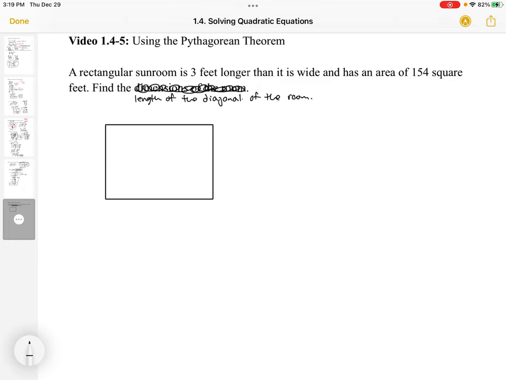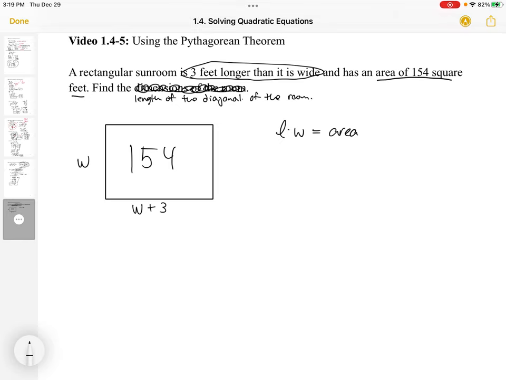So let's draw this room. We have 3 feet longer than it is wide, so we're going to call one of these sides W, and the other side is going to be W plus 3. It doesn't really matter which one you call W and which W plus 3. We know the area is 154 square feet, so when we multiply length times width, we get our area. In this case, length times width is W plus 3 times W, which is equal to 154.